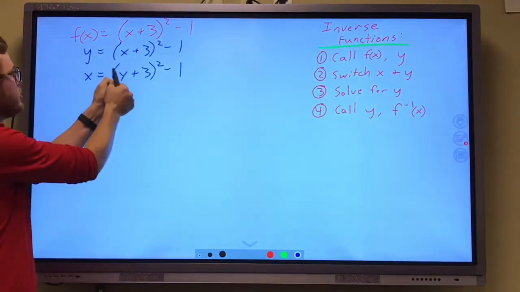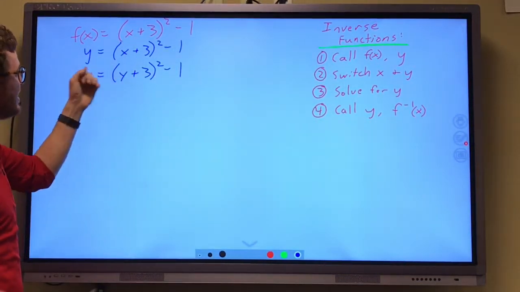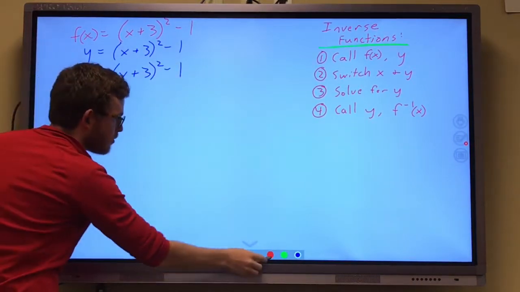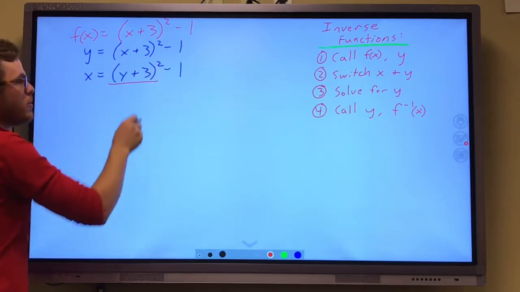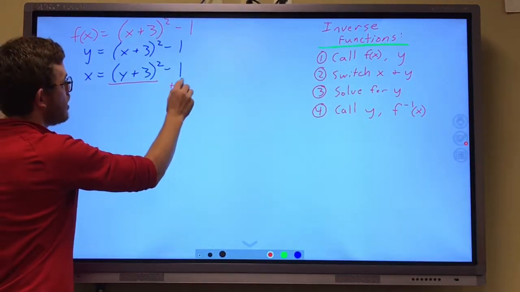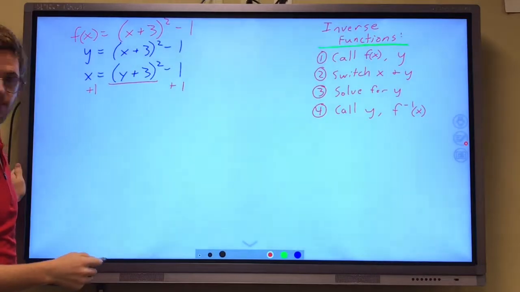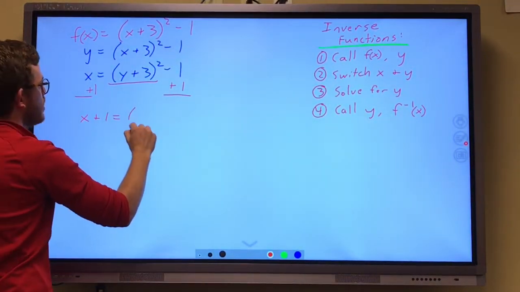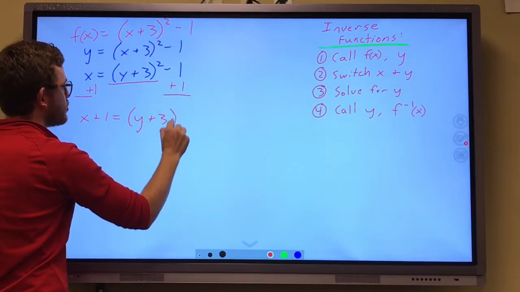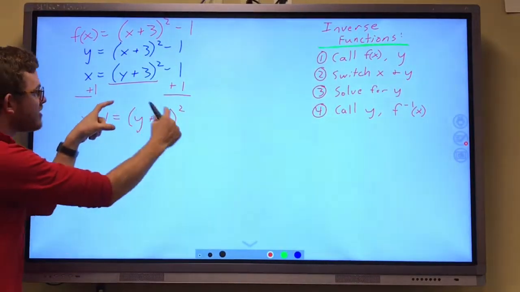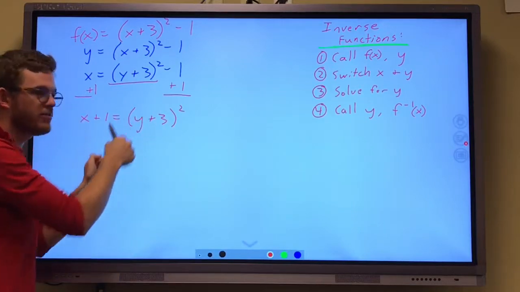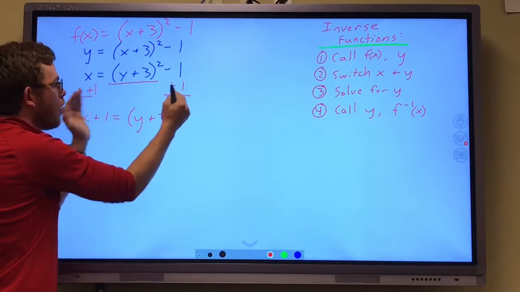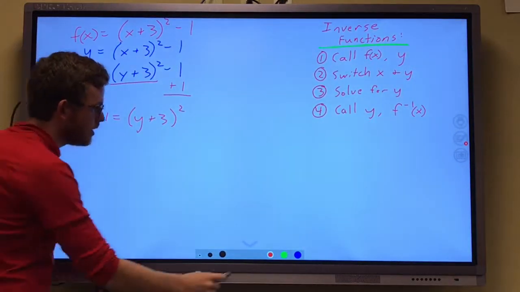And now we need to solve for y here. Realize what y is a part of. Y is inside of this term, y plus 3 squared. And so our first goal is to get this term by itself, and I do that by adding 1 to both sides. Now I've got x plus 1 equals y plus 3 squared.